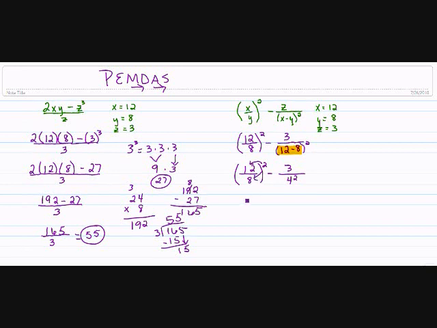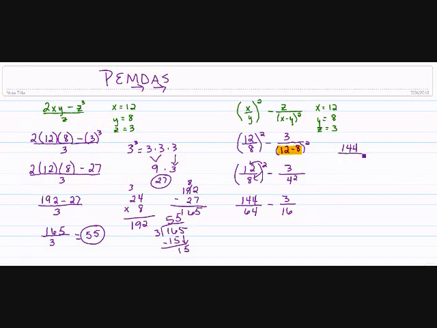So 12 squared, or 12 times 12, is 144. And 8 squared, or 8 times 8, is 64 minus 3. And 4 squared, or 4 times 4, is 16. This looks really ugly. I'm going to come up here and I'm going to set up the problem.